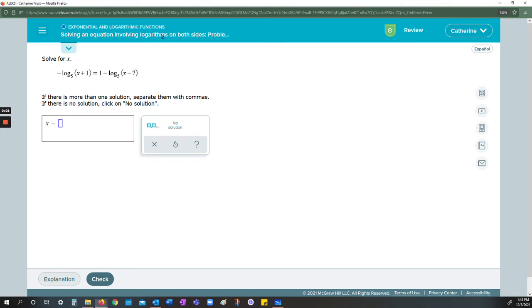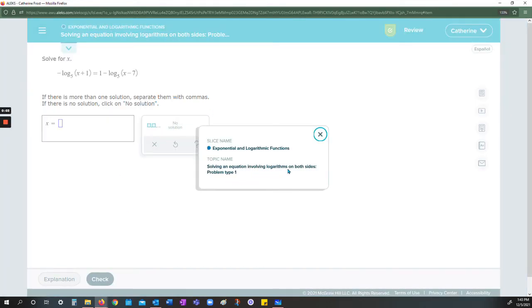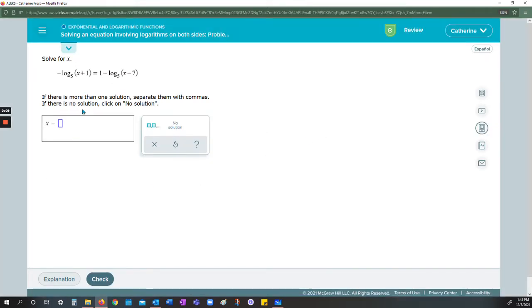This is solving an equation involving logarithms on both sides, problem type 1. I think we also have a problem type 2, so there'll be a video for that. So these equations have logarithms. You have at least a couple of logarithms floating around with the same base, but there's also a number that's not inside a log.